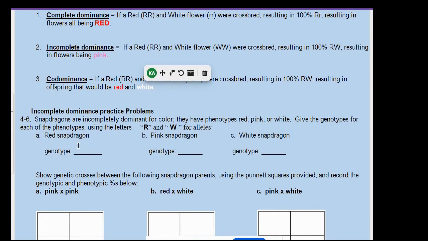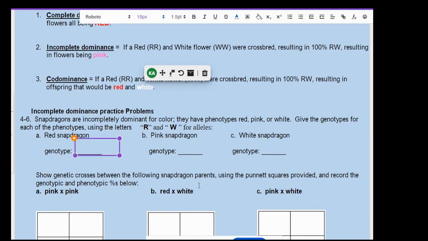So we have red snapdragons. That's a type of flower. There's only two alleles when it comes to these snapdragon flowers, the R allele and the W. R for red, W for white. So red flowers have two red alleles. That's their genotype. Pink snapdragons, there's no pink allele. So for a snapdragon to be pink, this flower has a red allele and a white allele. White snapdragons have two white alleles, WW.